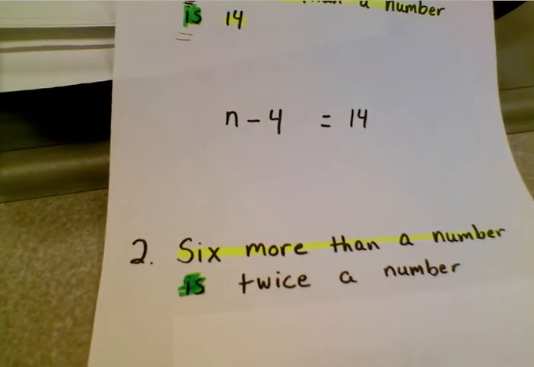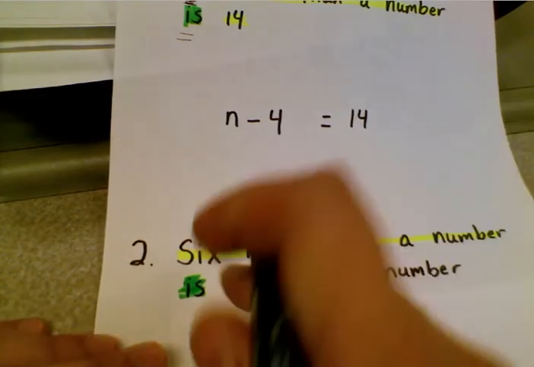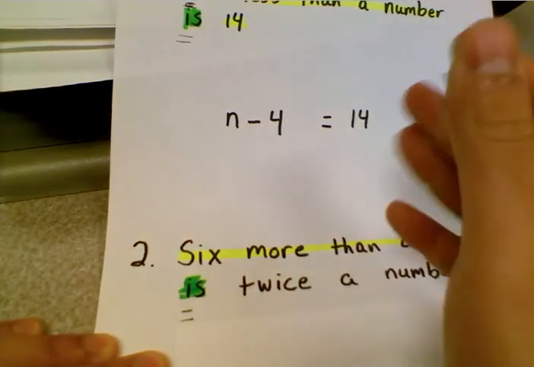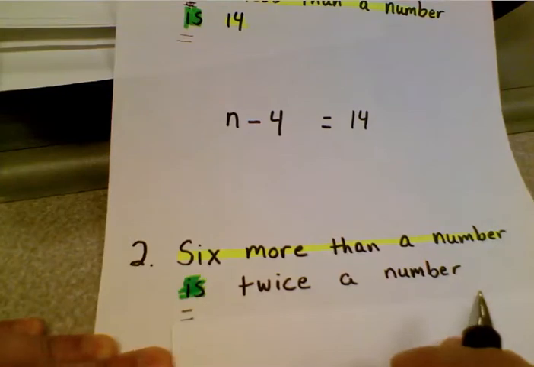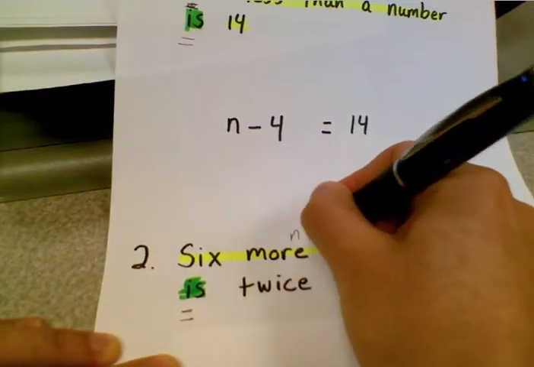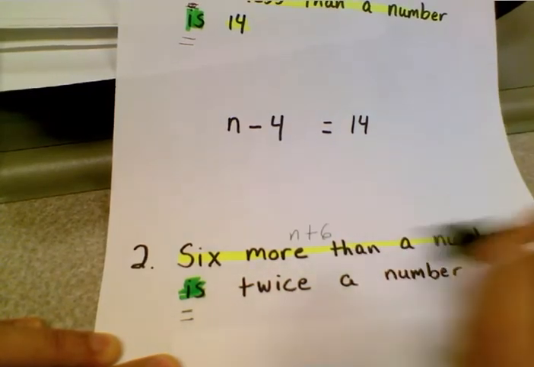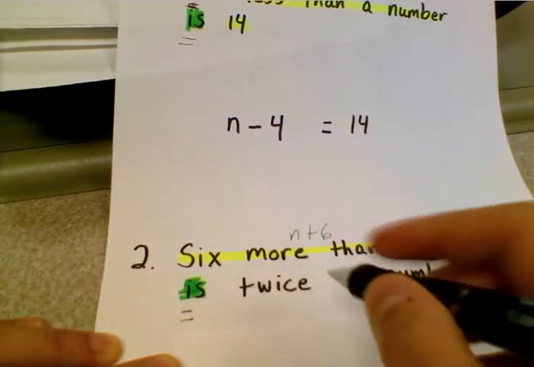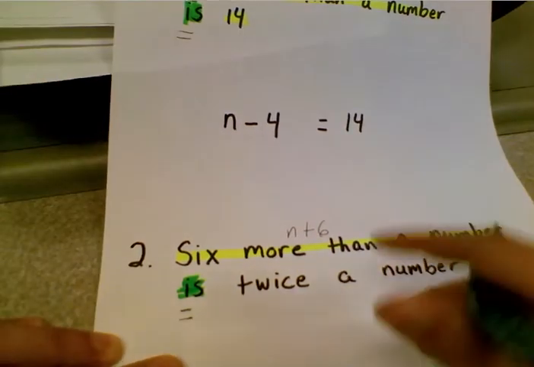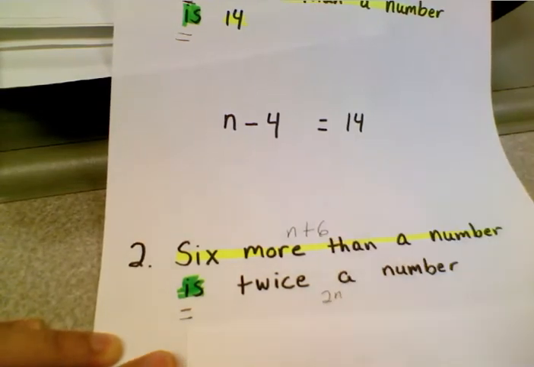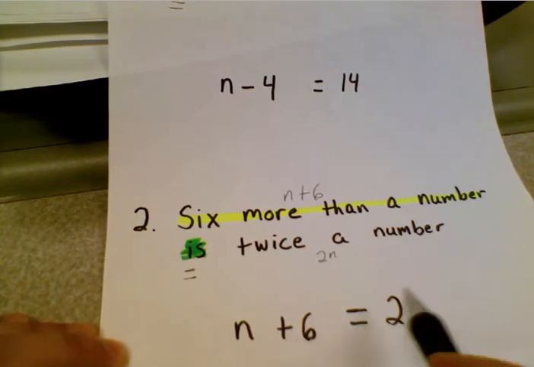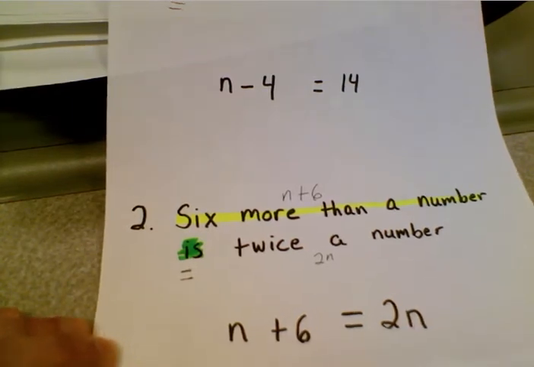Again, I know that the equal sign is going to replace "is" when I translate this into an equation. And 6 more than a number would be n plus 6. So n plus 6 equals, and then twice the number would just be 2 times n, which is 2n. So to write it out, I have n plus 6 equals 2n.